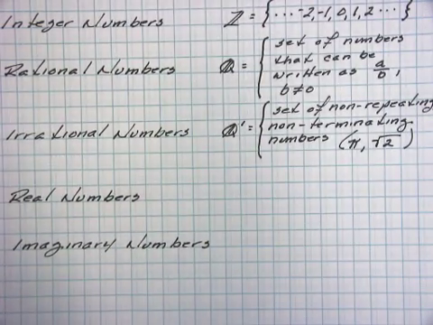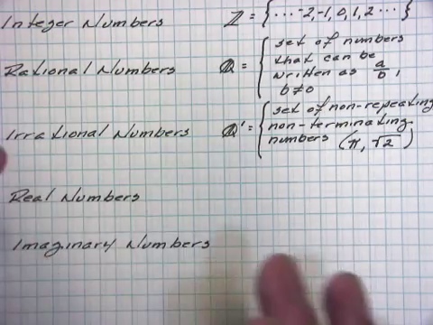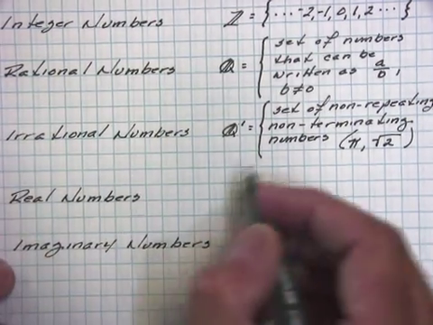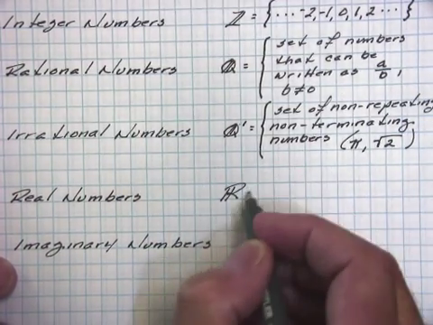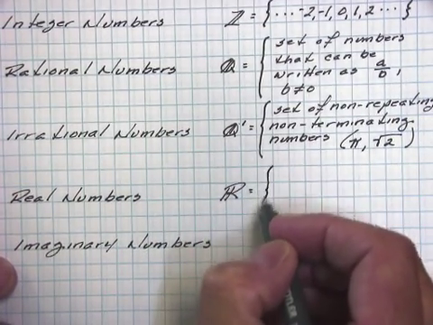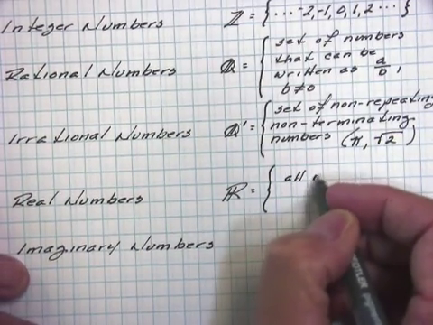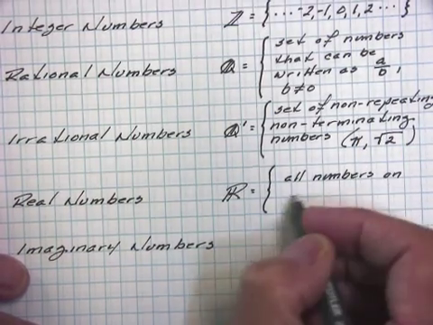Now we get into real numbers. Real numbers are any number that fits on a number line. So if you look at a number line and you look between the integers, you see all the fractions. All those numbers on a number line are called real numbers. And that is an R with a double bar. And that we describe simply as all numbers on a number line.